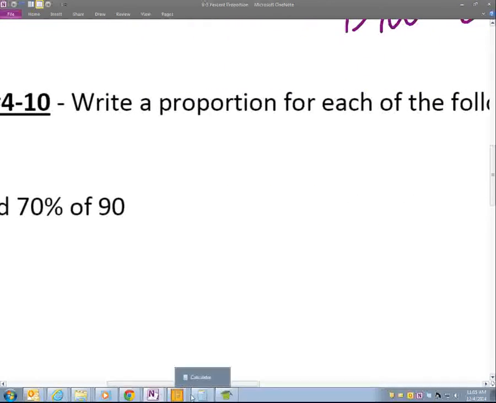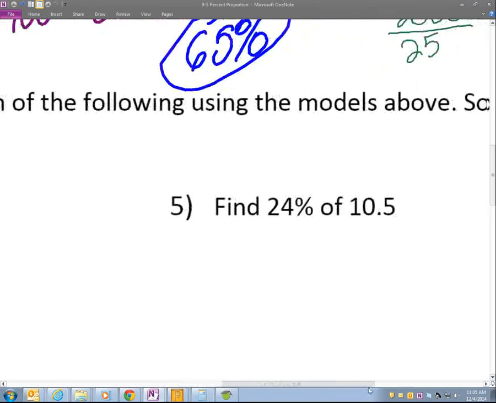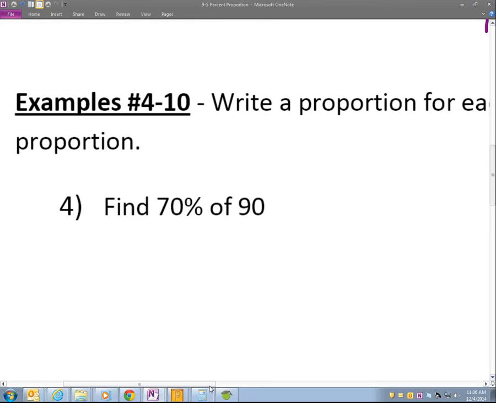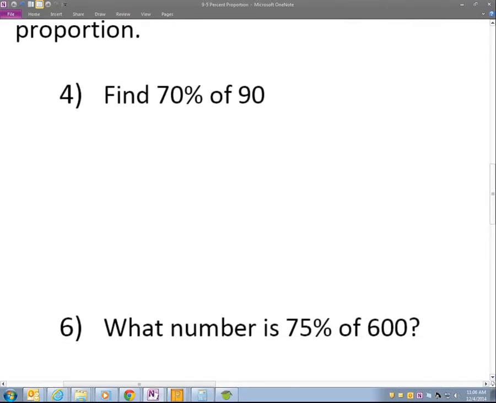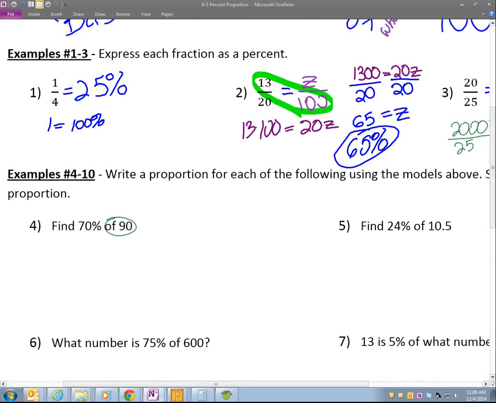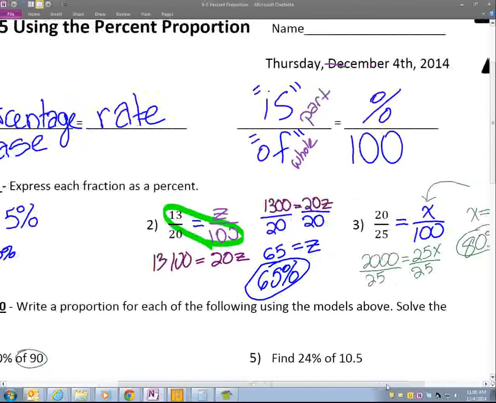Okay. Write a proportion for each of the following using the models above. Solve the proportion. This is the part where the words that we have in quotations are going to be very beneficial for you. Okay, we're going to do this right now. So, we have the word of 90. And in our proportion up here, there's an of that we highlighted. Where is the of going to go in our proportion?